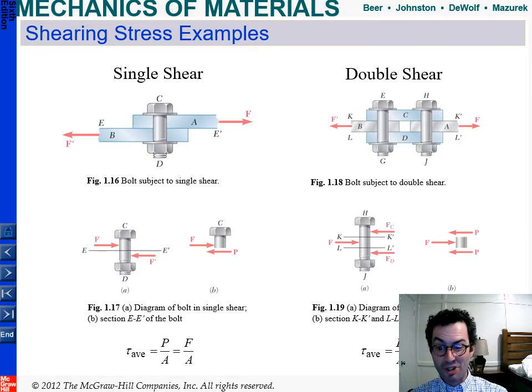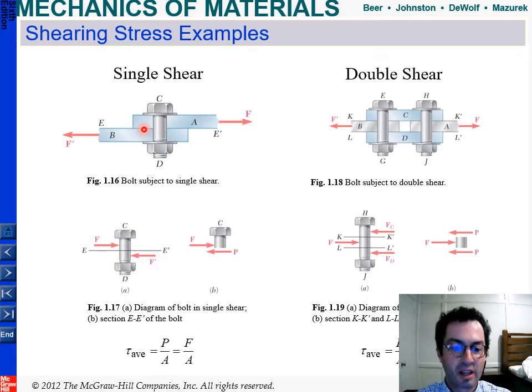So here are some examples. A lot of the time when we're talking about shearing stress, we are talking about bolts. Take a look at figure 1.16. We've got a couple of members joined together by a bolt, and this is a single shear, in that there's one plane. The plane between A and B is the spot where we get our shearing stress, and that's what we're concerned about.